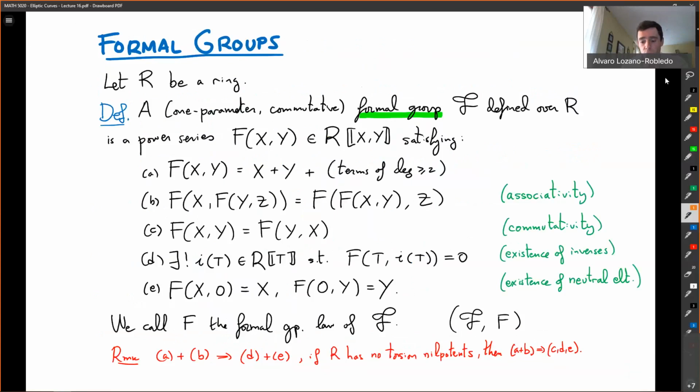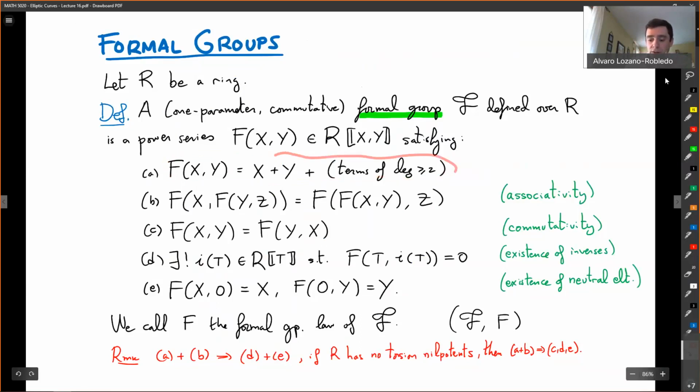Here's the definition of a formal group. A one parameter commutative formal group is a power series. So it's just an addition law without really any points. I'm just giving you how to add in the abstract, without the actual points that are part of the group. Later we'll put group elements with this addition on top. So it's a power series. It has to start with x plus y plus terms of higher order. So it looks like an addition.